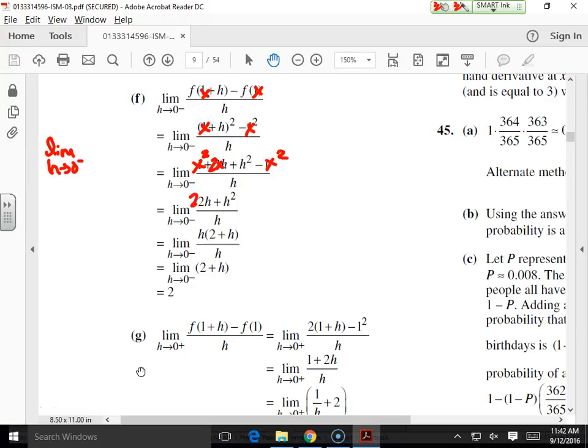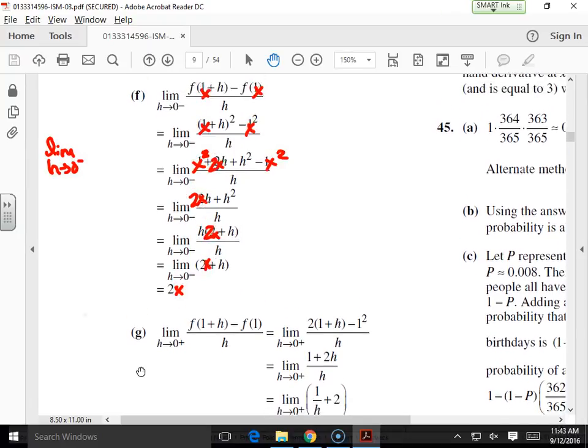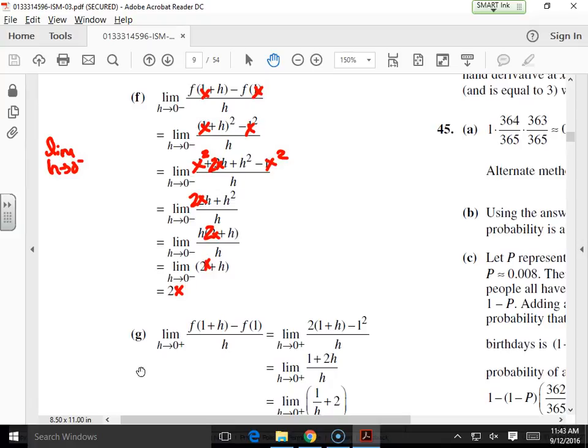That'd be 2xh plus h squared, and if you pull out an h, that'd be 2x. That's the derivative, that's what it was, coming from the left. And then if you plug in 1, you're still going to get 2. It's not going to make a difference, is it?